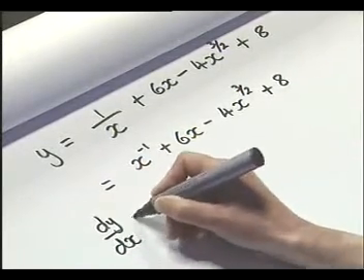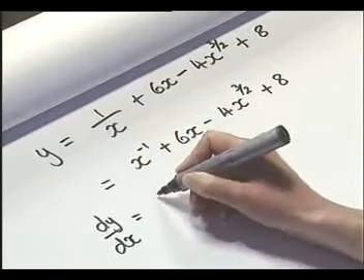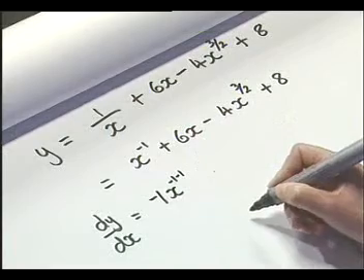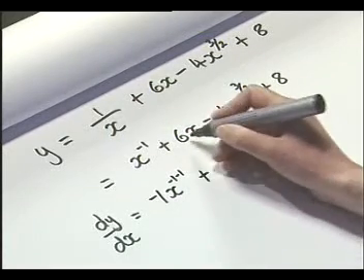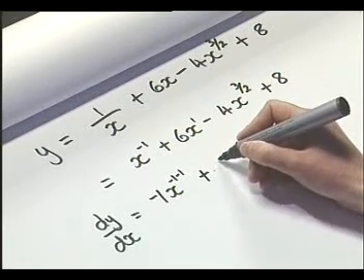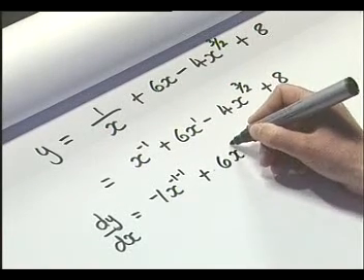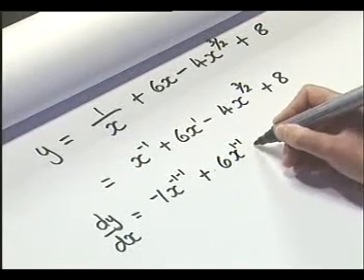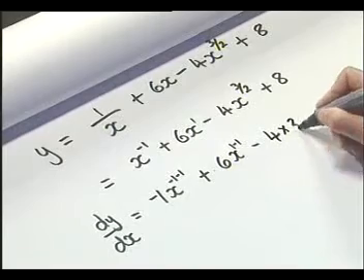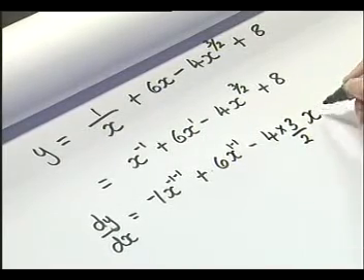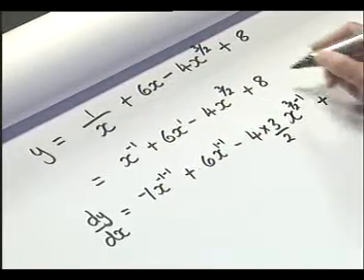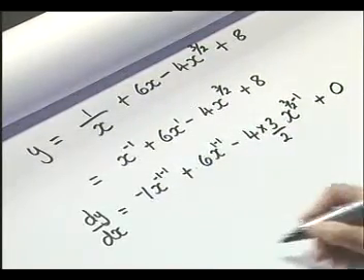Dy by dx equals, bring the power down, minus 1, x to the power of minus 1, take away 1, plus derivative of 6x to the power 1, that's 6 times x to the power 1 minus 1, minus, now 4 times 3 over 2, multiplied by x to the power of 3 over 2, take away 1, plus the derivative of 8, which is 0.